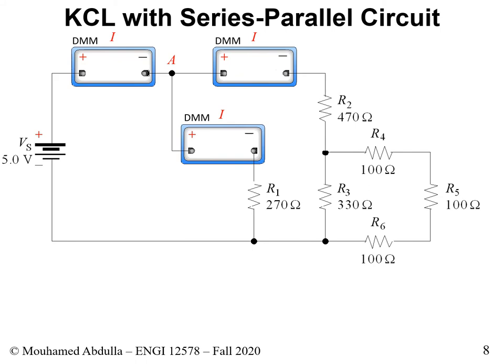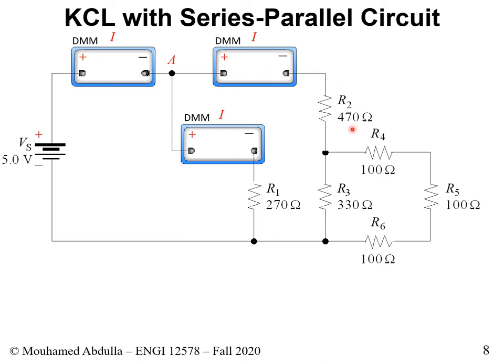So as we mentioned, with a series parallel circuit, we have both tools that are relevant, KCL and KVL. On the previous slide, we saw how KVL is applied to a series parallel circuit. In this slide, let's see how KCL is applied to a circuit. So we have this circuit here. We have a source, it's 5 volts. There is a branch, and then you have a resistor of 270 ohms.